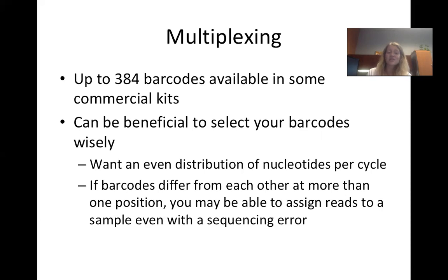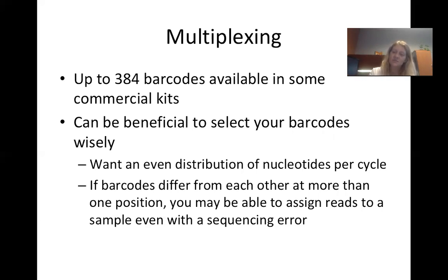It can be really beneficial to select your barcodes wisely. You want an even distribution of nucleotides per cycle. Each base in Illumina is a cycle. So if every single barcode starts with an A, that causes problems on the instrument. What you really want is a roughly equivalent number of A's, C's, T's, and G's.